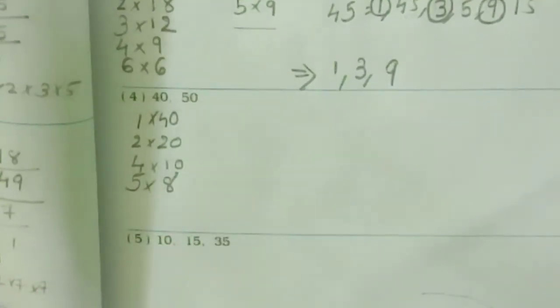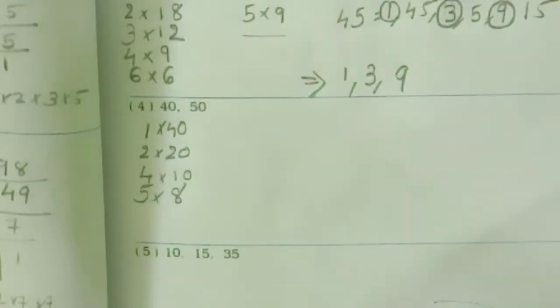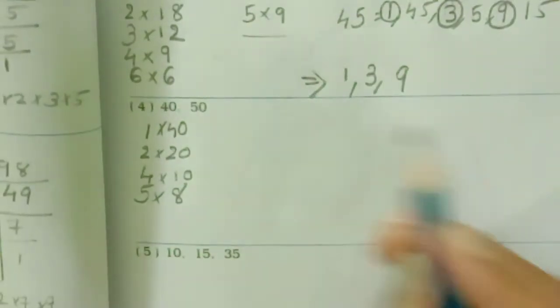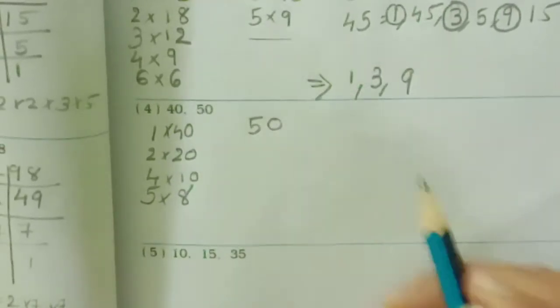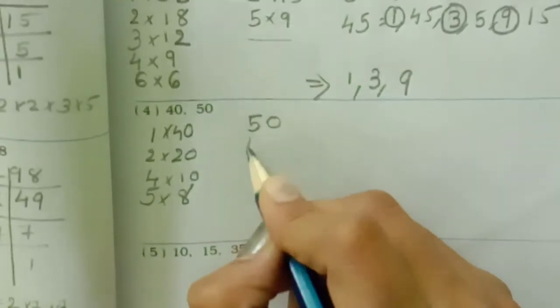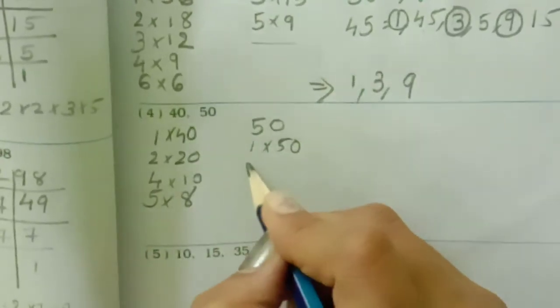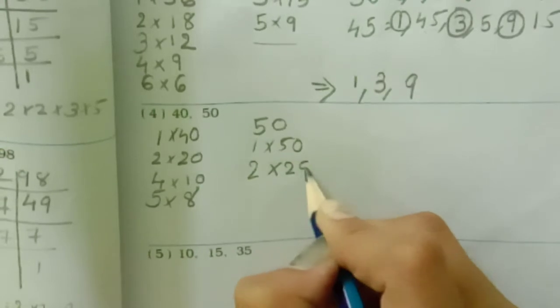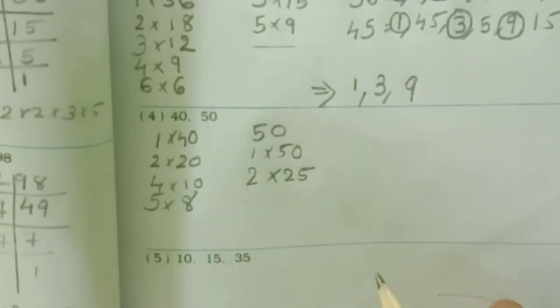5 8s are 40. Then is 9 possible? No. Okay. So these are the factors of 40. Now we will write the factors of 50. First we will write 1 50s are 50. Then 2 25s are 50.